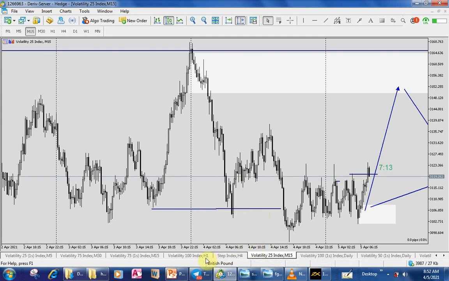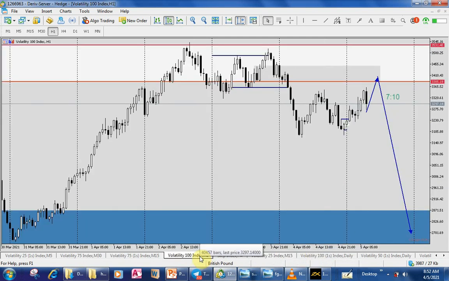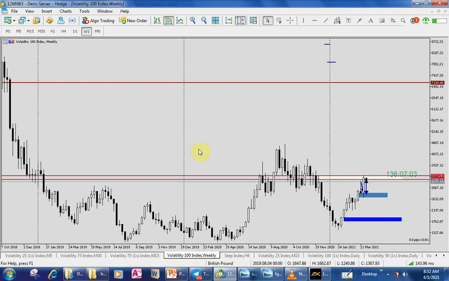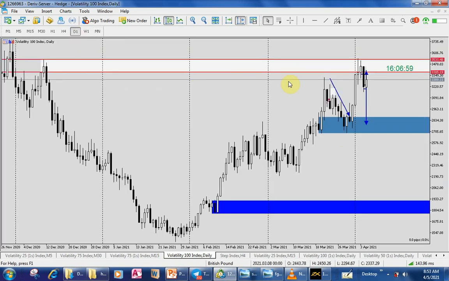Okay, where is that? Okay, wow, this is awesome. I'd anticipated a reaction prior to this move here. I expected a reaction from this daily order block.